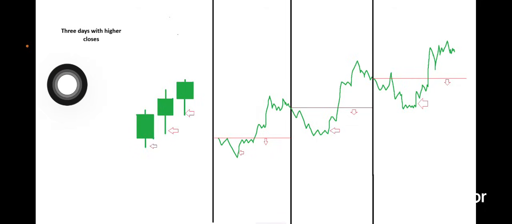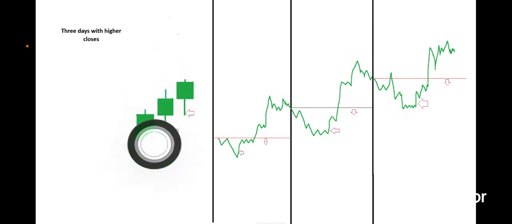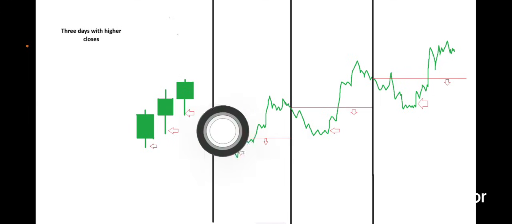3 days with higher closes. These candles are going to have wicks on both sides 99% of the time. All right, and these are just examples. This is just how the market works, right?